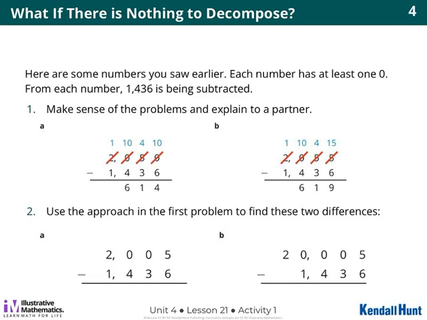So for problem A, you're going to watch me first and check yours. I always start with the ones column, right, guys? 5 minus 6 is 1.